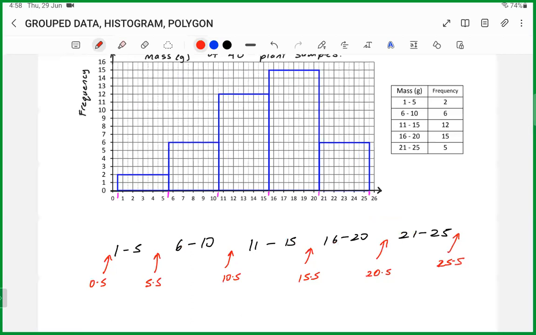So where's 0.5? Well, it's halfway between 0 and 1. So 0.5 is here, 5.5 is here, 10.5 is here, etc. So you're not drawing the rectangles yet. You're just in pencil. Or if you want to do it with a colored pen, because it's the first time, you don't usually do it with color, but for the first one, if you want to do it in color, that's okay. You mark it off, right?